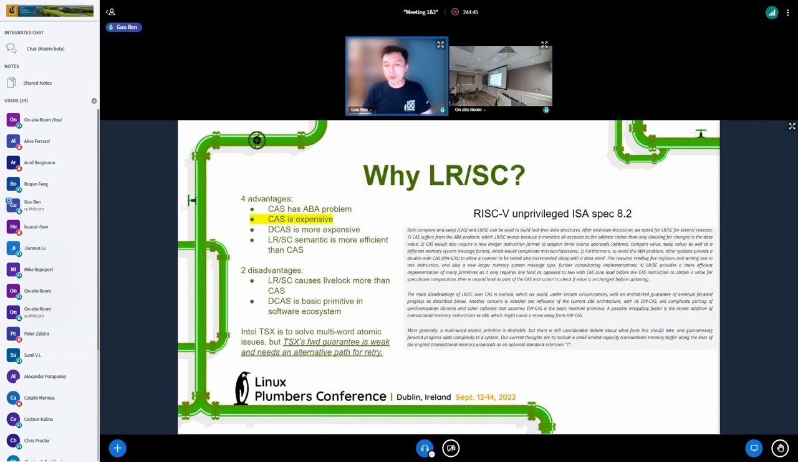And why do we need load reserve store conditional? Because the atomic instructions came out first, and this one came later.